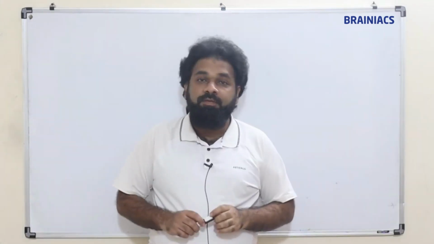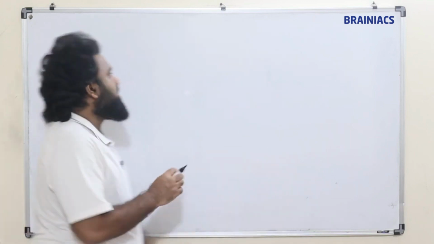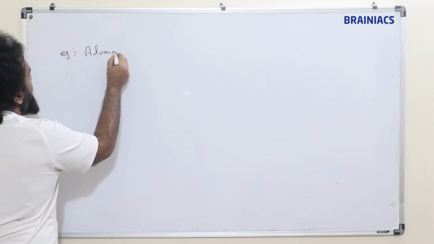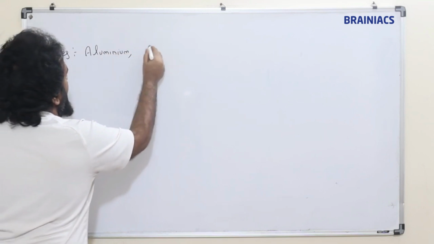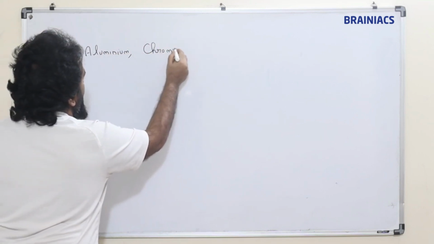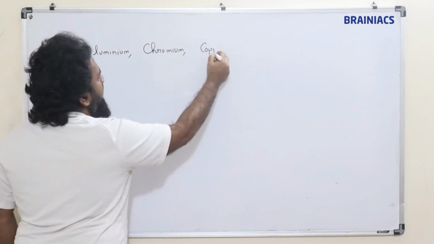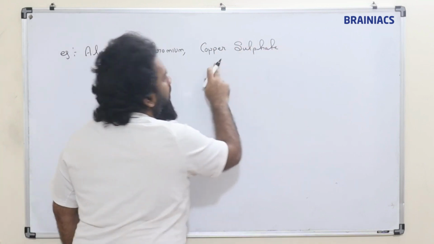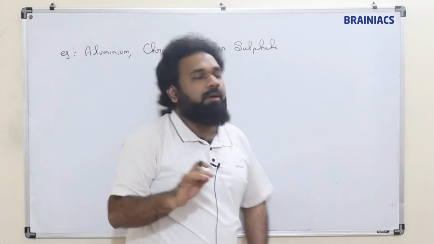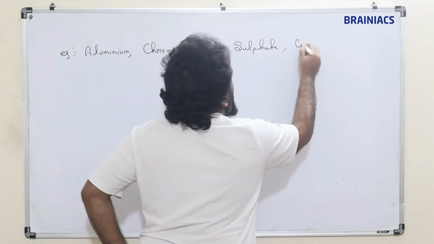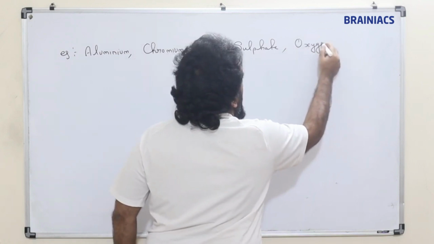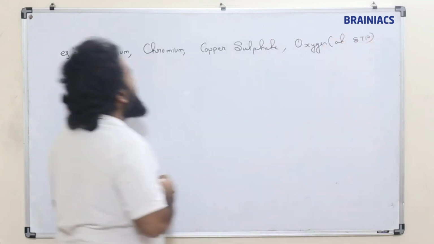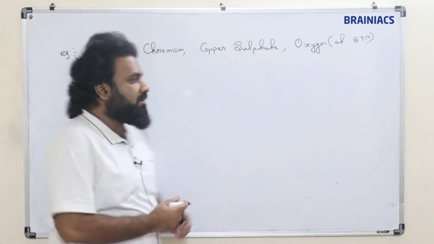Clear? Few examples of paramagnetic substances are aluminium, chromium, and copper sulfate. Copper is diamagnetic, but this is copper sulfate. Then oxygen at STP. So these are the examples of paramagnetic substances.